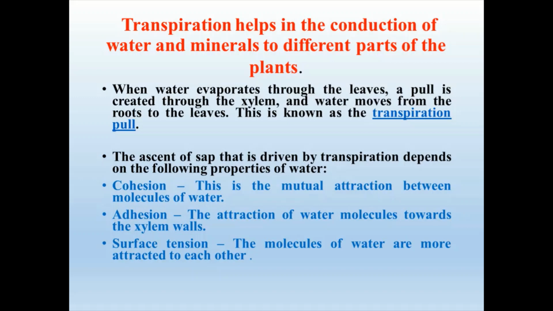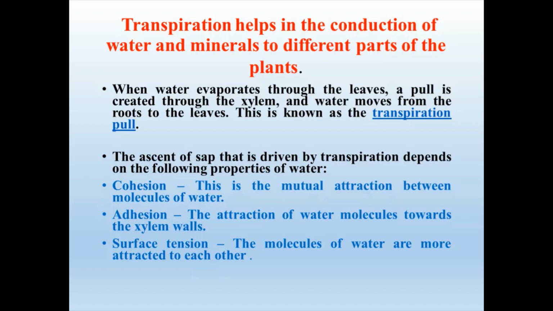Transpiration helps in the conduction of water and minerals to different parts of the plant. When water evaporates through the leaves, a pull is created through the xylem and the water moves from the roots to the leaves. This is known as transpirational pull.